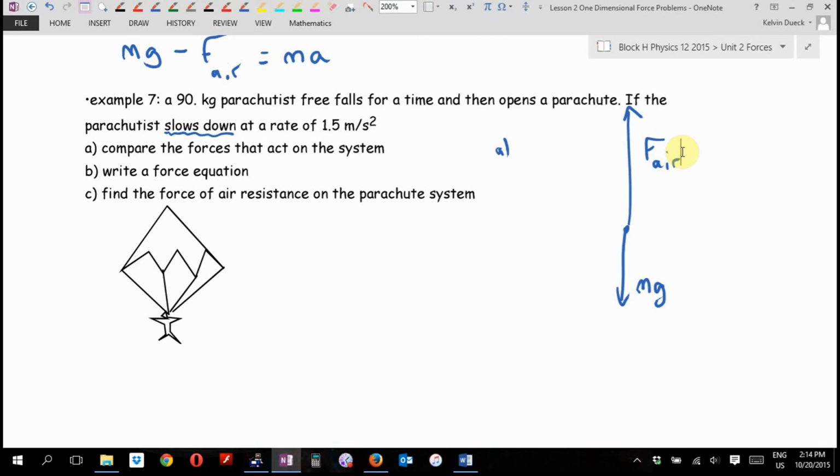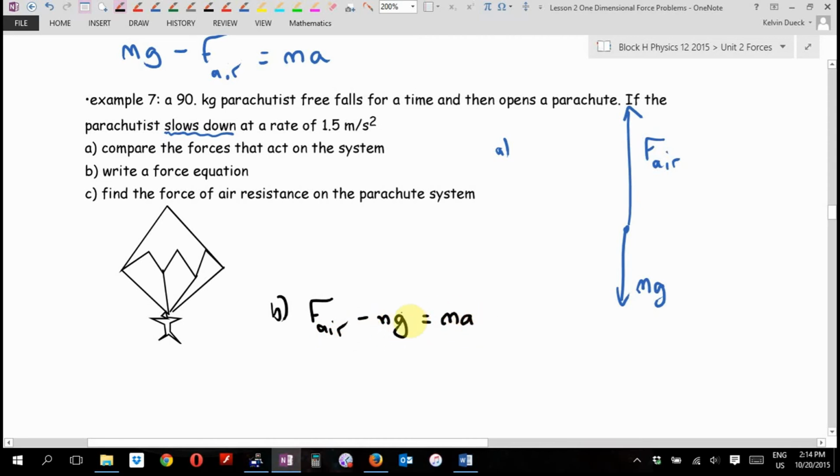Thank you. Write a net force equation. B. Who's winning? Who's losing? So it's going to be winner minus loser equals ma. There's my equation. I just did B. What does C want me to find? How would I get the air resistance by itself in that equation? Plus the mg. There.